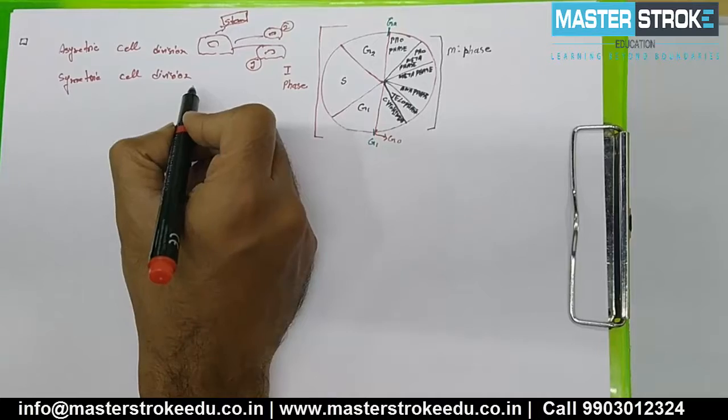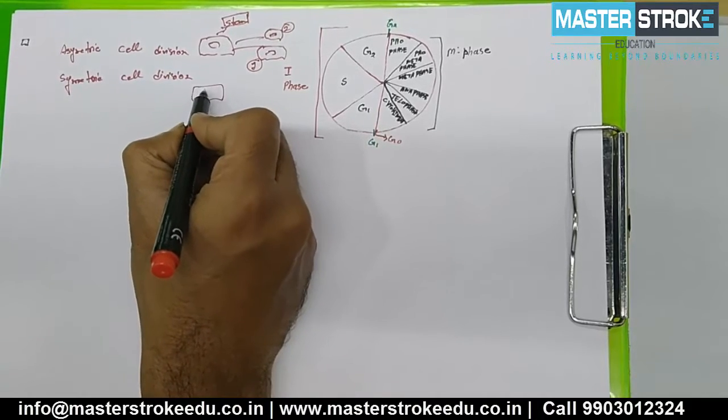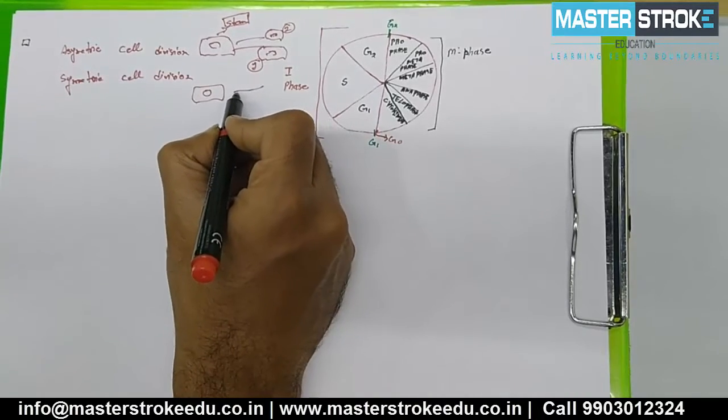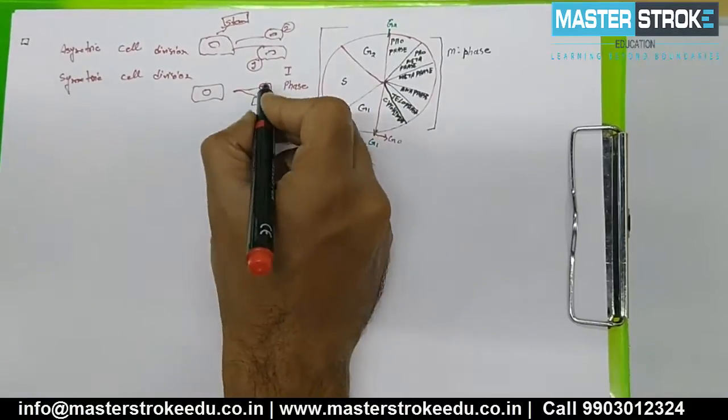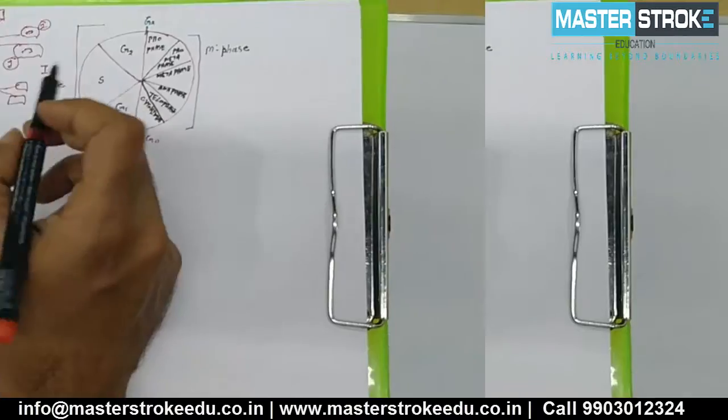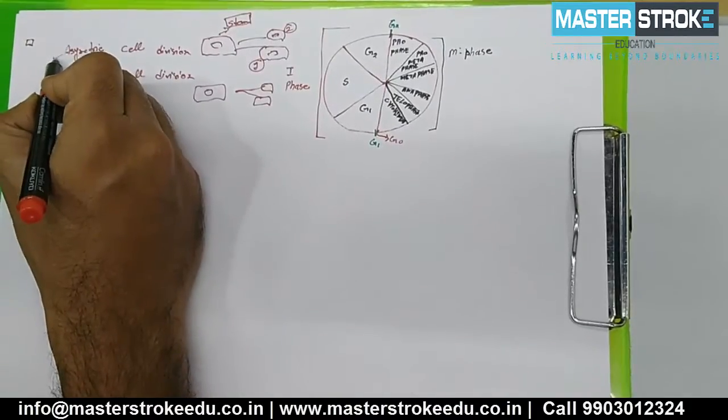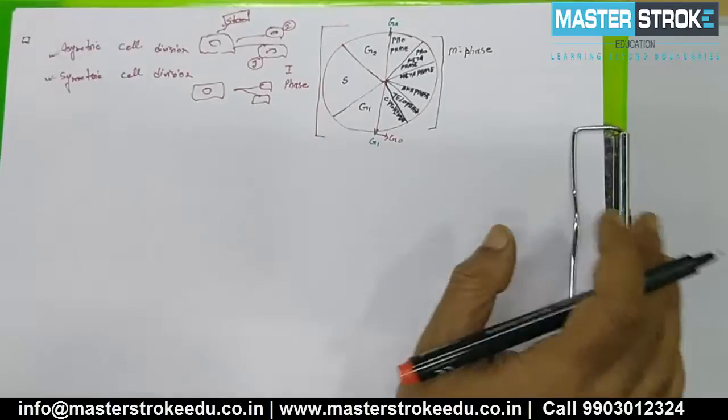But symmetric cell division is a process where the mother cell and the two daughter cells are the same size and shape. The two daughter cells are exactly the same size and shape. So this is all about asymmetric cell division and symmetric cell division.